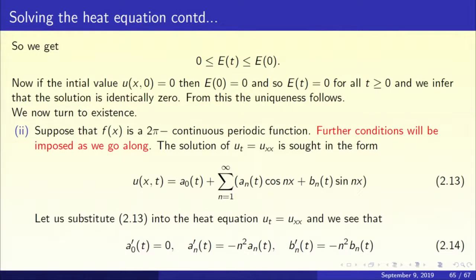We must go ahead and prove existence. The existence is via Fourier series. The solution that you are looking for, you simply write it as a Fourier series 2.13. u of x, t equals a naught plus summation n from 1 to infinity of a_n(t) cos nx plus b_n(t) sin nx. The Fourier coefficients will depend upon t.